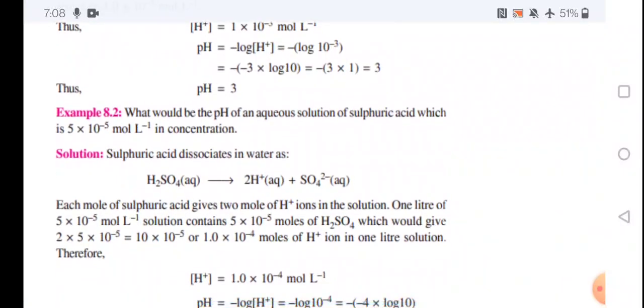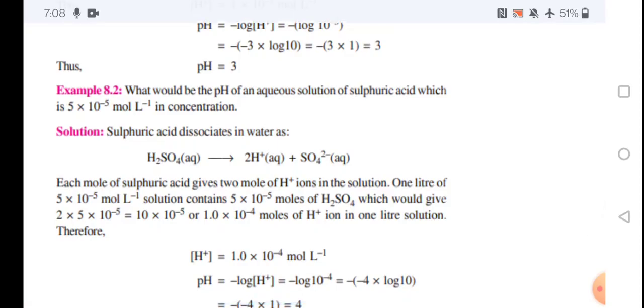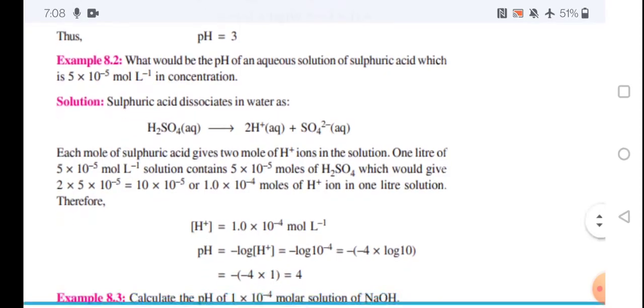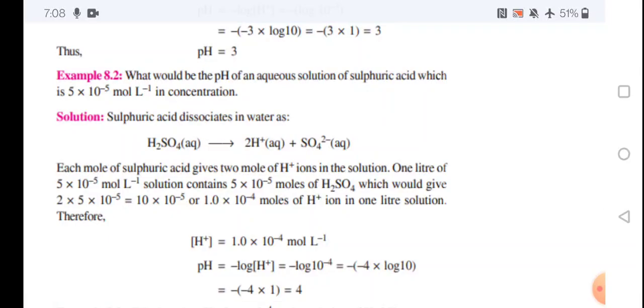Sulfuric acid, that is H2SO4. It splits into 2 hydrogen ions and SO4. For balancing we are taking 2 H plus, that is H plus ions. So here we have 2 hydrogen ions. So we are multiplying 2 with 5 into 10 to the power of minus 5.